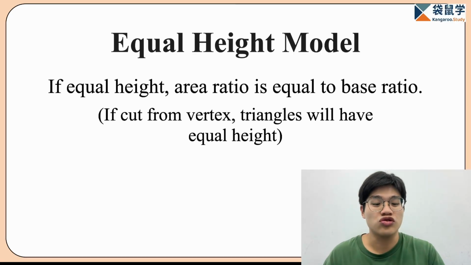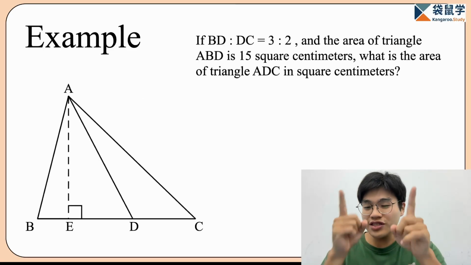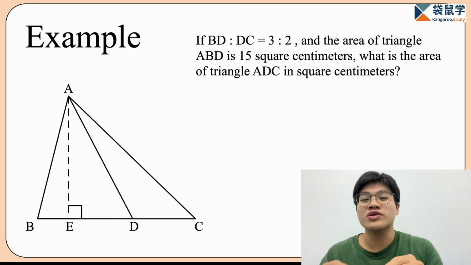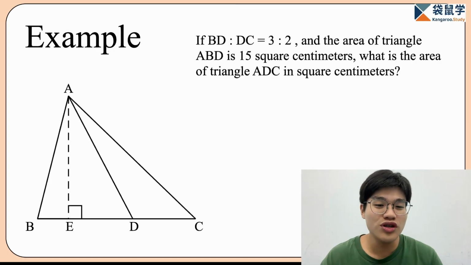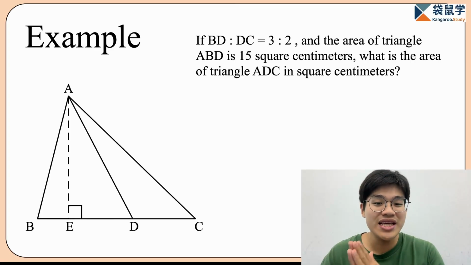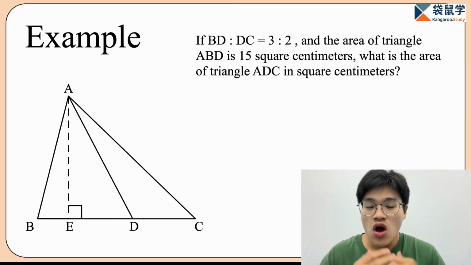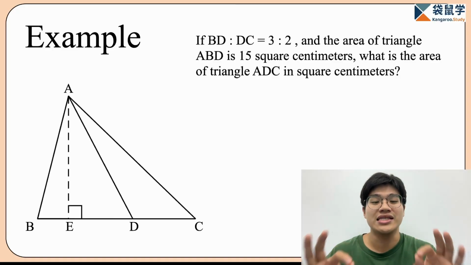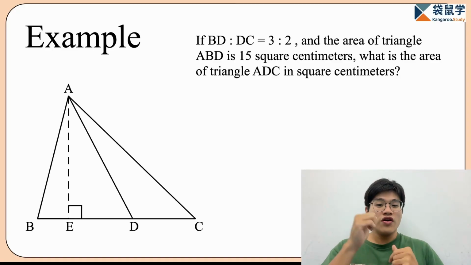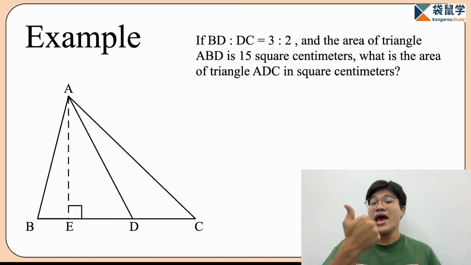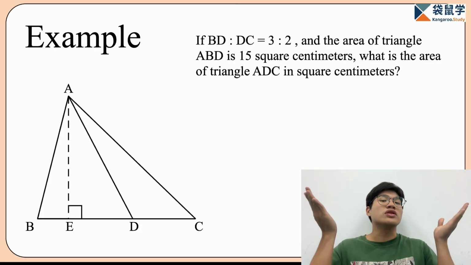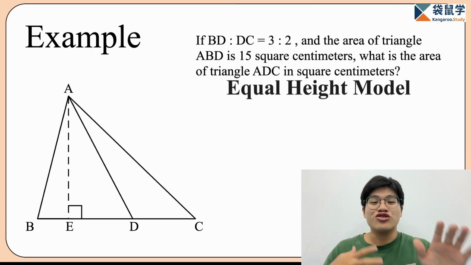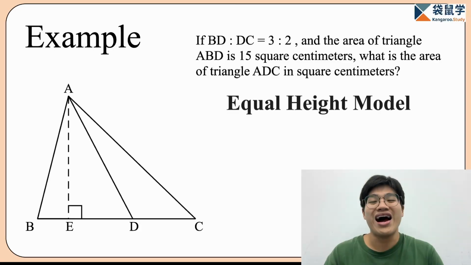We know about the equal height model now. Let's see how to apply it. Let's look at this example. If BD to DC has the ratio 3:2 and the area of triangle ABD is 15 square centimeters, what is the area of triangle ADC in square centimeters? With this question, we know about the ratio and the area. How do we do this question then? Let's try to use the equal height model.